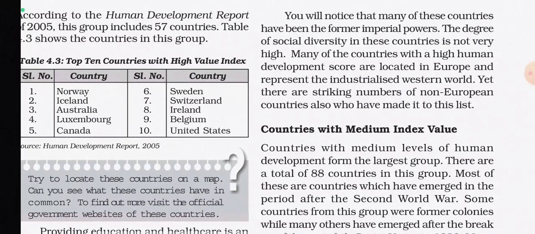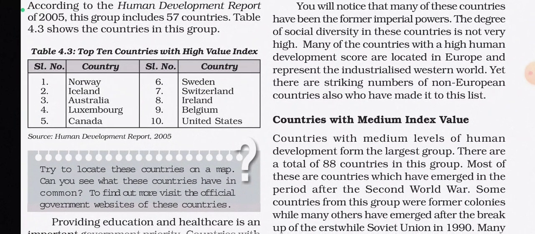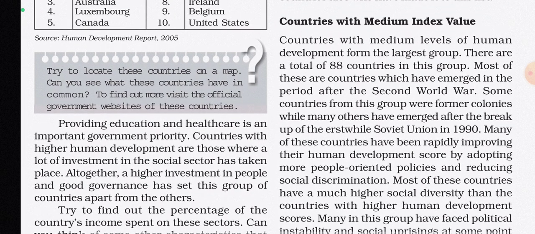You will notice that many of these countries have been the former imperial powers. The degree of social diversity in these countries is not very high. Many of the countries with a high human development score are located in Europe and represent the industrialized Western world. Yet there are striking numbers of non-European countries also who have made it to this list.